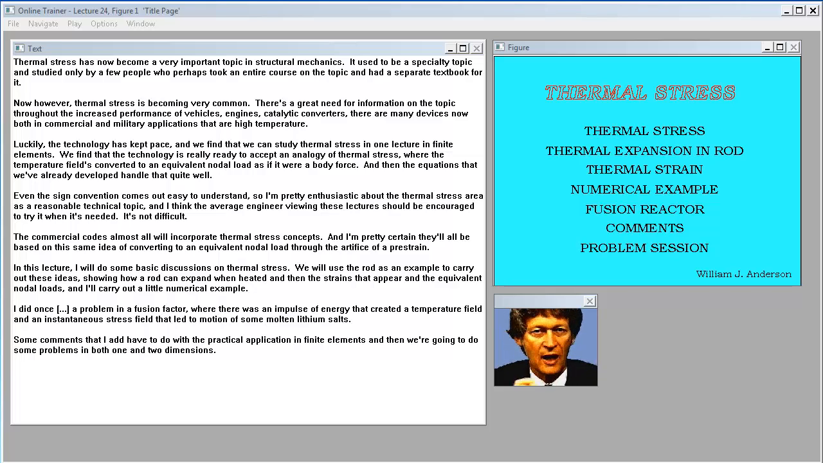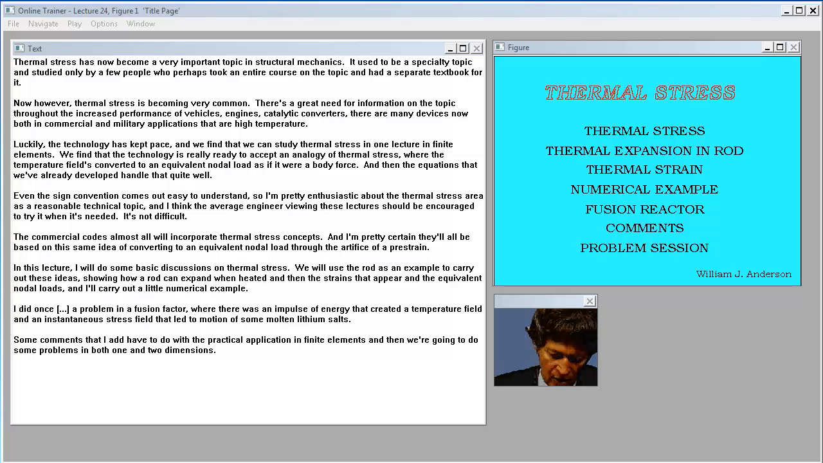So I'm pretty enthusiastic about the thermal stress area as a reasonable technical topic, and I think the average engineer viewing these lectures should be encouraged to try it when it's needed. It's not difficult. The commercial codes almost all will incorporate thermal stress concepts, and I'm pretty certain they'll all be based on this same idea of converting to an equivalent nodal load through the artifice of a pre-strain.